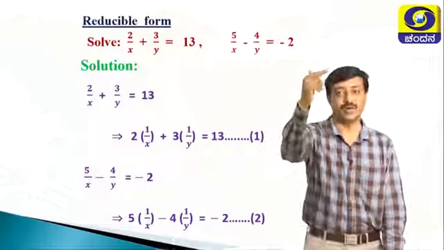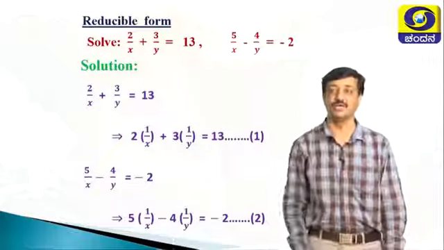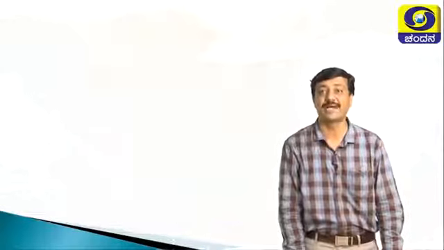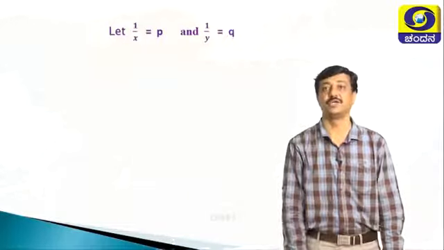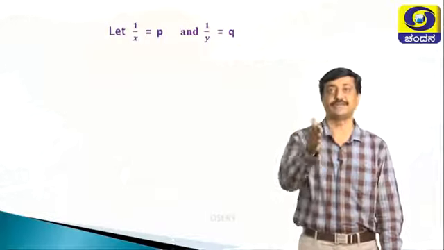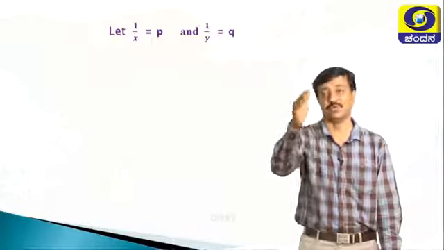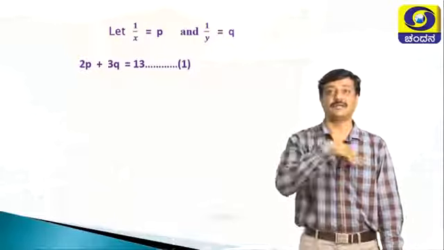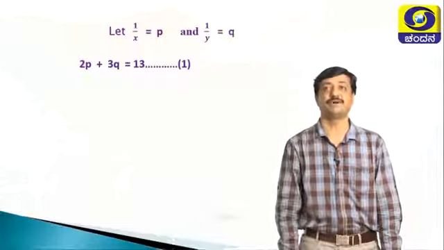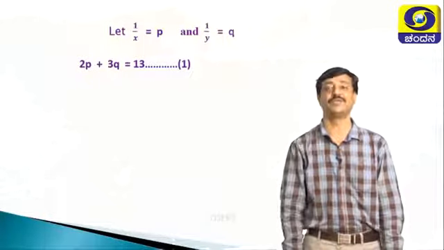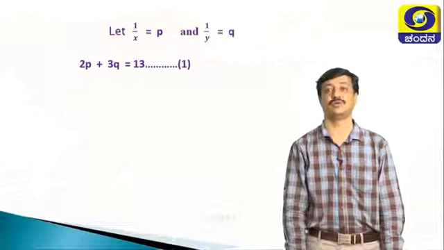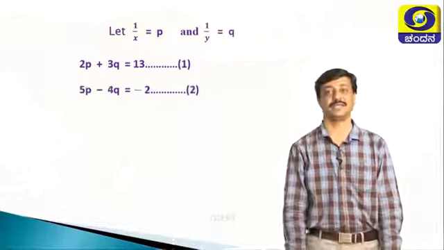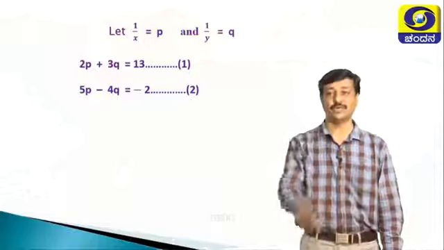In equation 1, 1 by x, 1 by y. In the same way, in equation 2, it is 1 by x and 1 by y form. Now we have to assume 1 by x as p and 1 by y as q to get another pair of linear equations. After substituting 1 by x as p and 1 by y as q in the first equation, you will get 2p plus 3q is equal to 13. That is the first equation. If you substitute the same in the second equation, you will get 5p minus 4q is equal to minus 2.